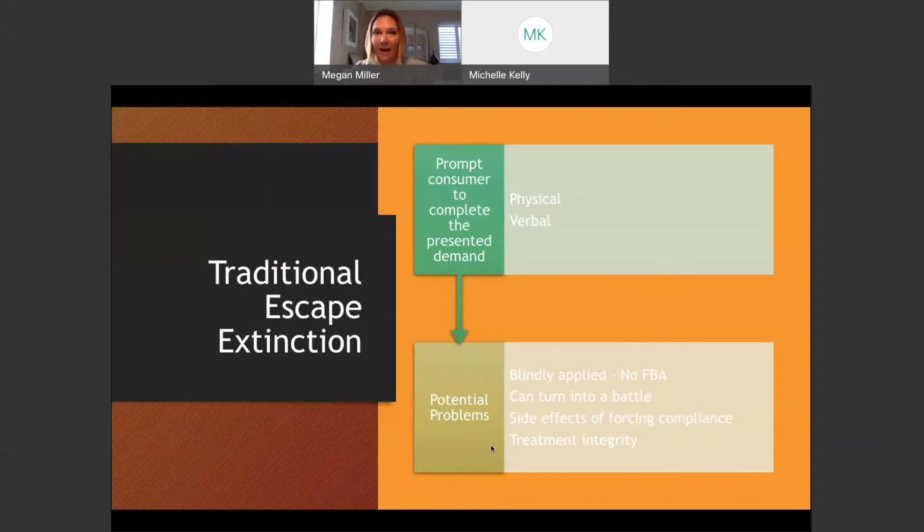First, it's blindly applied with no assessment done. Second, it can turn into a battle between the adult and the learner. There's side effects of forcing compliance that we've talked about in the previous slides. And then treatment integrity. Outside of our field, a lot of people don't engage in this type of interaction with others.